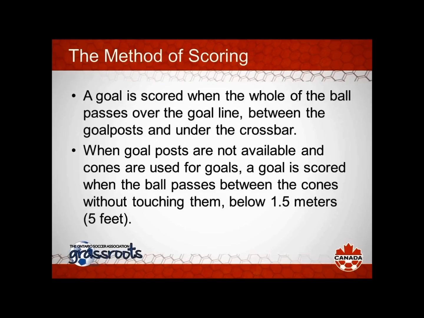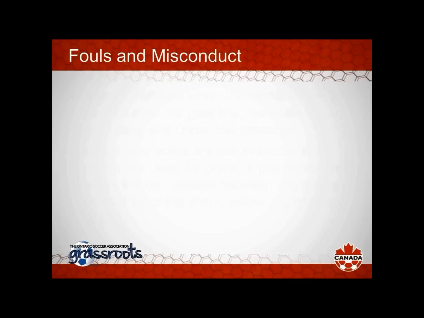The method of scoring. A goal is scored when the whole of the ball passes over the goal line, between the goalposts and under the crossbar. When goalposts are not available and cones are used for goals, a goal is scored when the ball passes between the cones without touching them below 1.5 meters or 5 feet. Again, the game leader would use their best judgment to estimate that height of 1.5 meters or 5 feet.